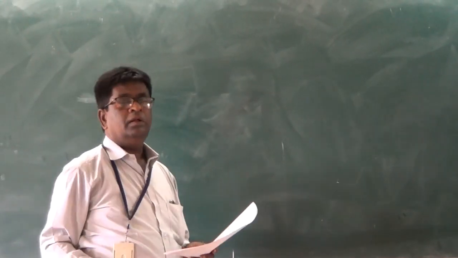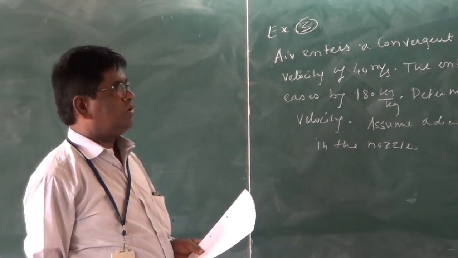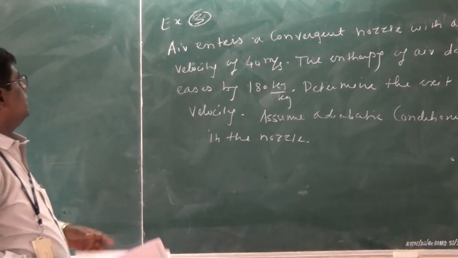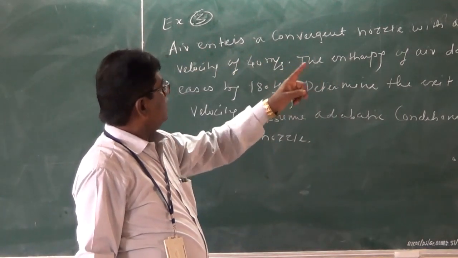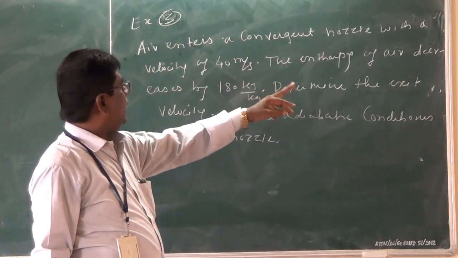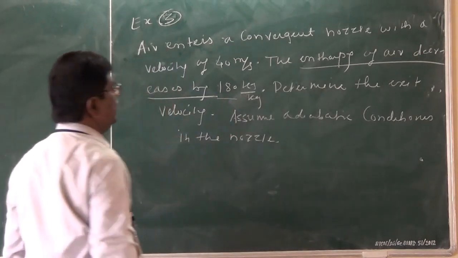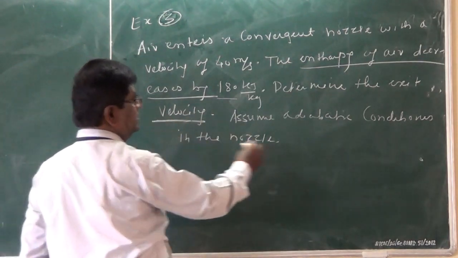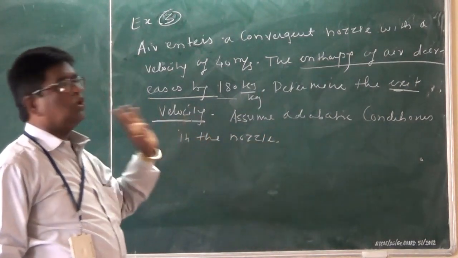Third example, and this example is on a nozzle. The last two examples, the first was on a turbine, the second on a compressor. Now we see the example on a nozzle. Air enters a convergent nozzle with a velocity of 40 meters per second. The enthalpy of air decreases by 180 kilojoules per kg. Determine the exit velocity and assume adiabatic conditions in the nozzle.